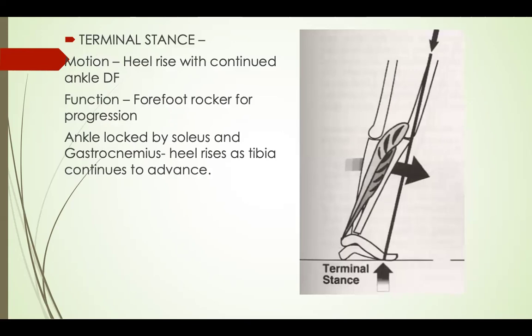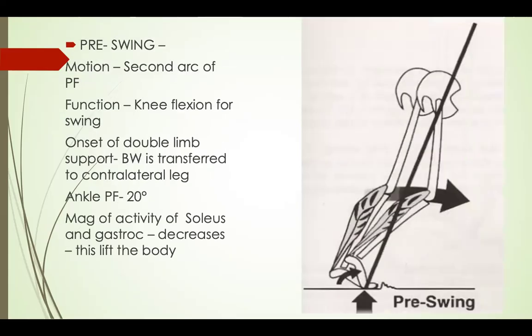At the terminal stance, the forefoot is the rocker and the motion will be heel rise. The heel will rise with continued ankle dorsiflexion. The ankle gets locked by the soleus and gastrocnemius. The heel rises as the tibia continues to advance.